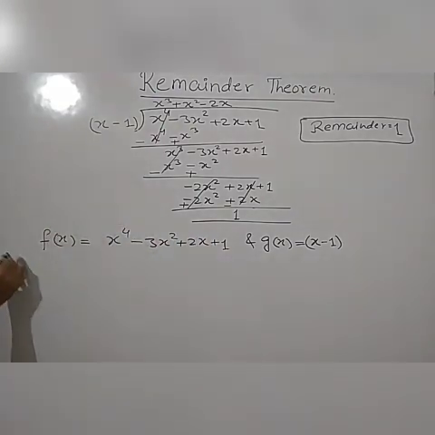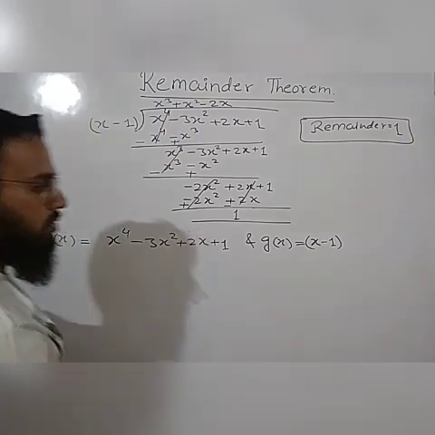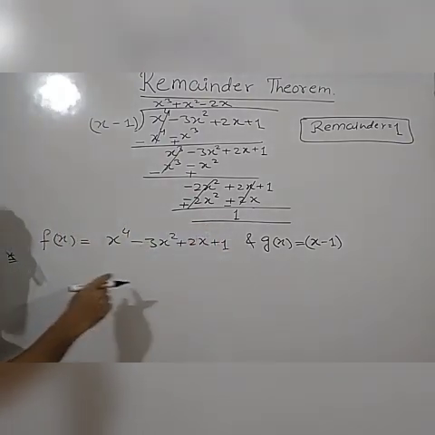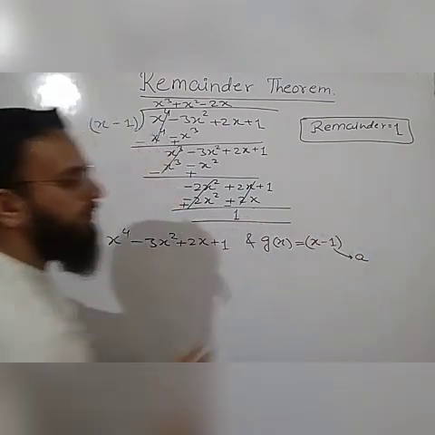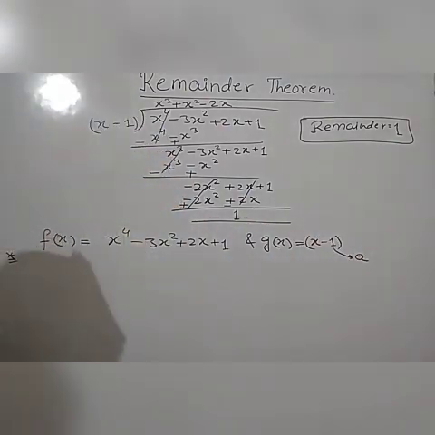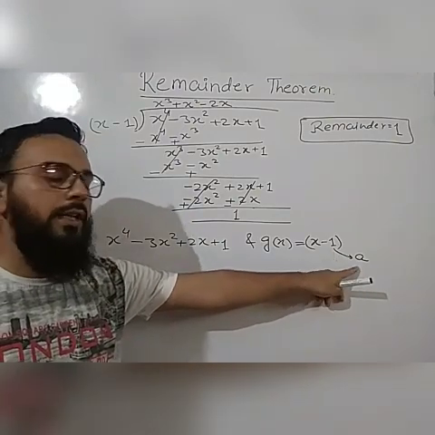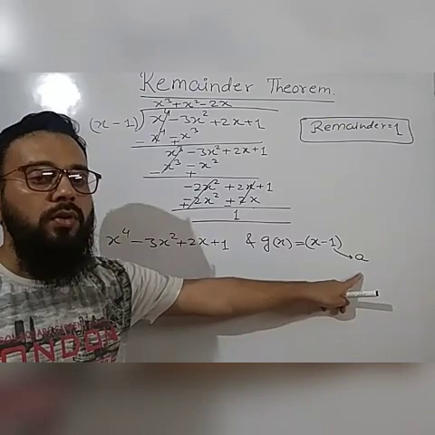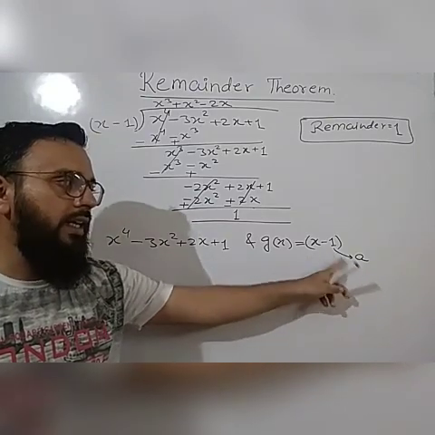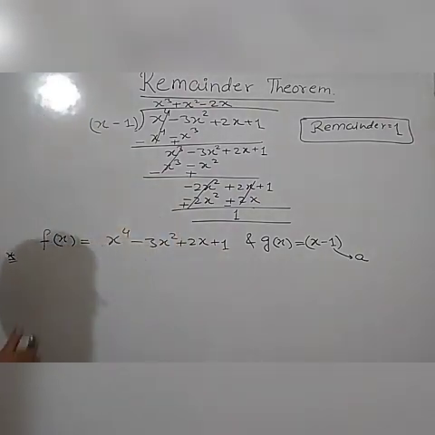Now I am going to find the remainder by the remainder theorem. So here g(x) is equal to x minus 1. So the first step is, it is x minus 1. It means 1 is equal to a. In the remainder theorem, it was g(x) is equal to x minus a. So this 1 is equal to a. So you can directly take x is equal to 1, or x is equal to a, that is a equals to 1.